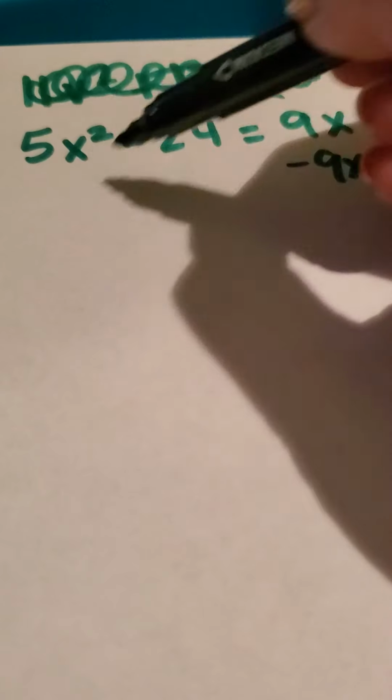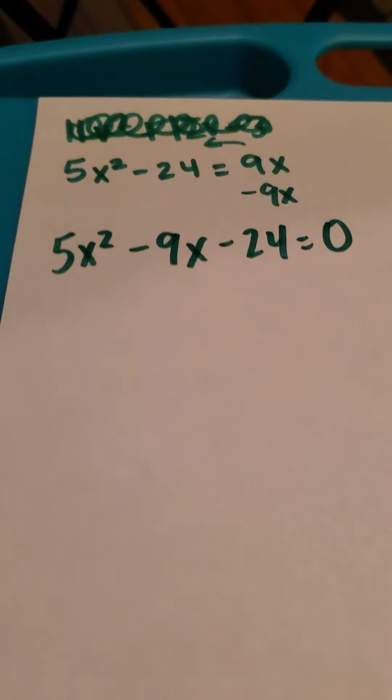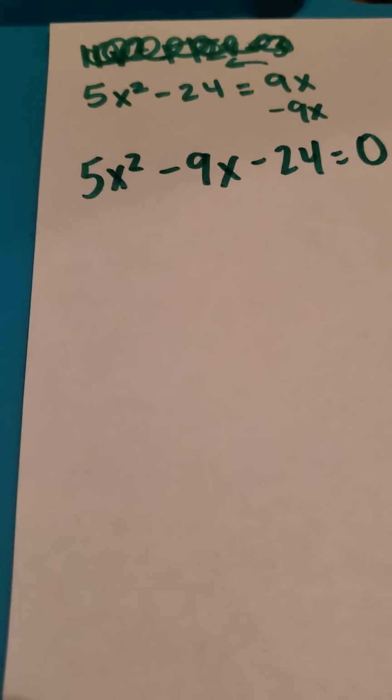So starting with my x squared, 5x squared. Then I need my x term, and that's this. So again, I have to bring it over with the sign change, so minus 9x. And then I do want to make sure I take this 24. This is a negative 24. So minus 24 is equal to 0. Now I can go through and use the quadratic formula again.